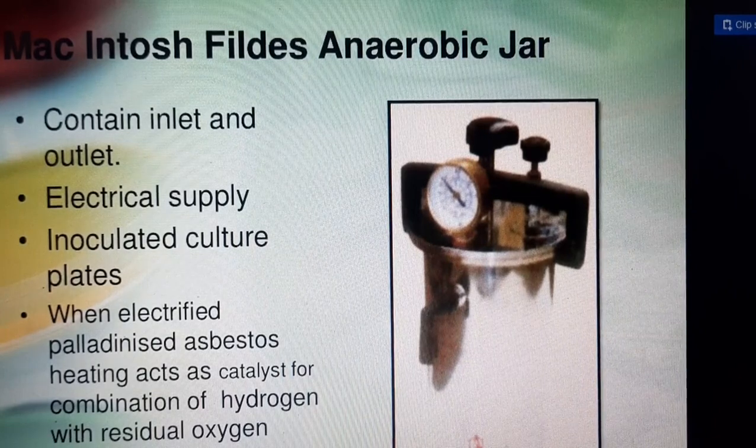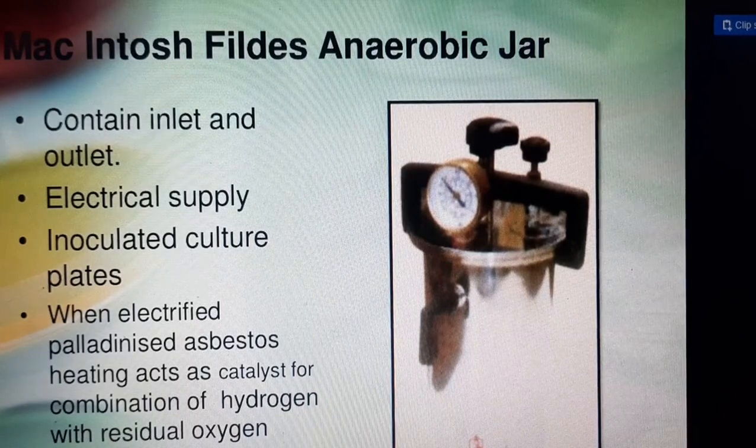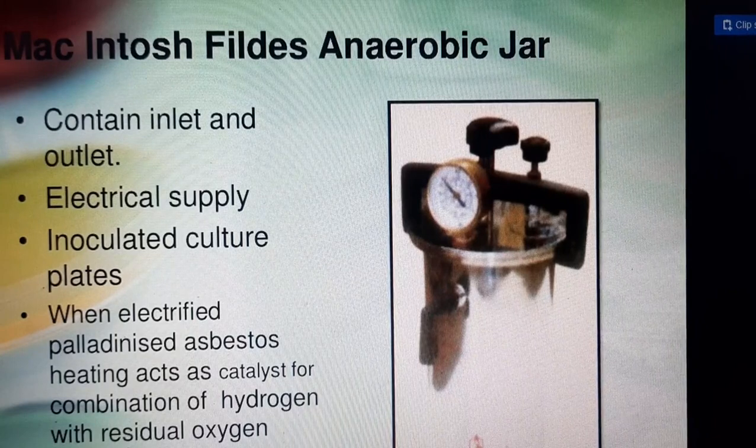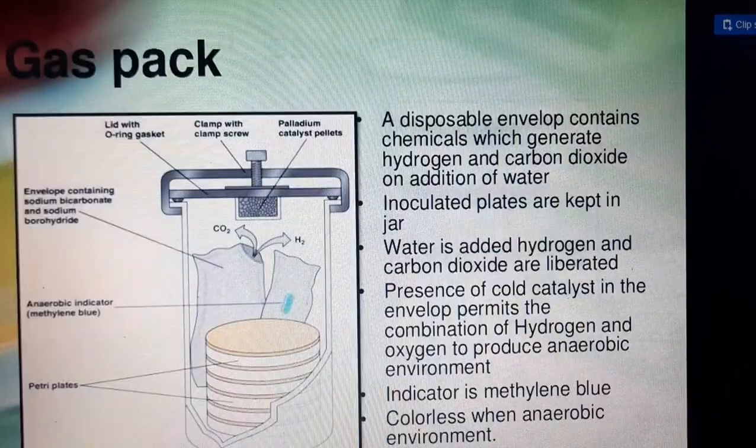Culture plates inoculated with specimen are placed inside the anaerobic jar with an indicator. The lid is clamped tightly. The catalyst helps to combine hydrogen and the residual oxygen to form water. Reduced methylene blue is generally used as the indicator for anaerobiosis. It remains colorless in anaerobic conditions but turns blue on exposure to oxygen.